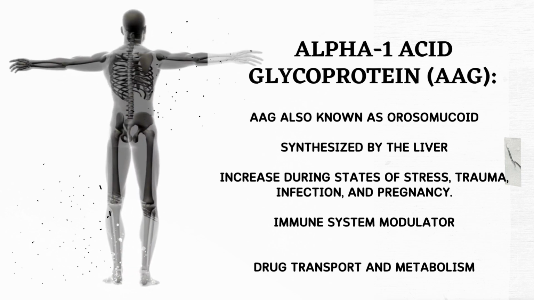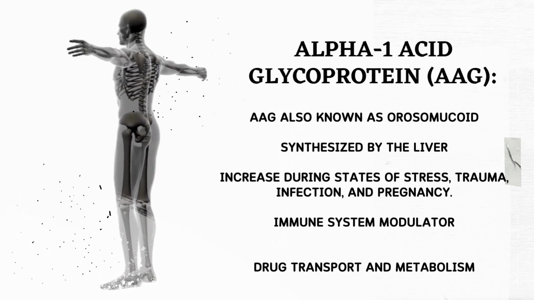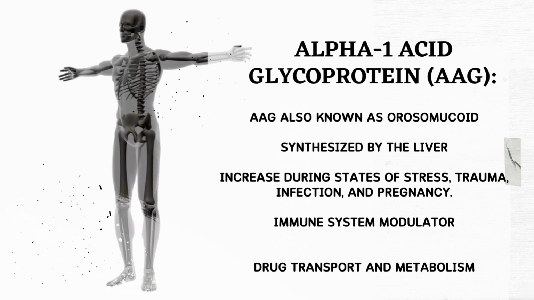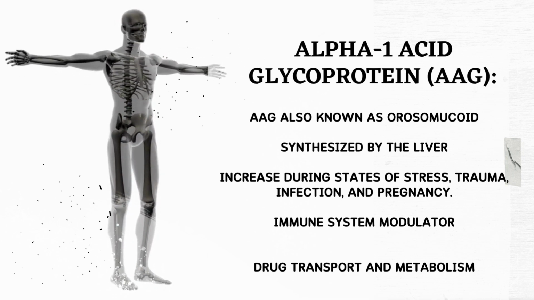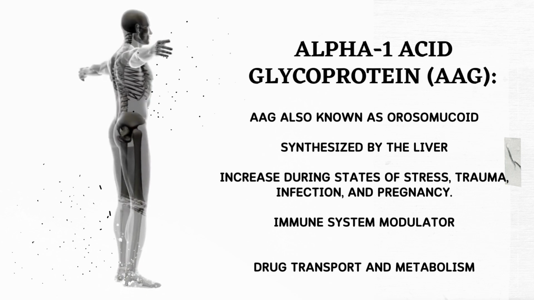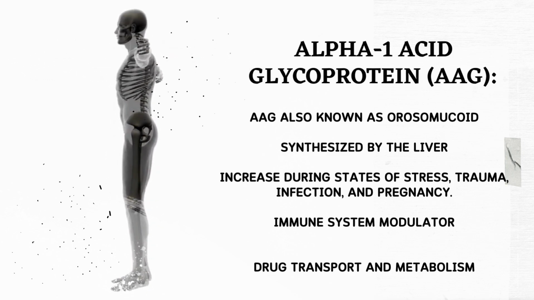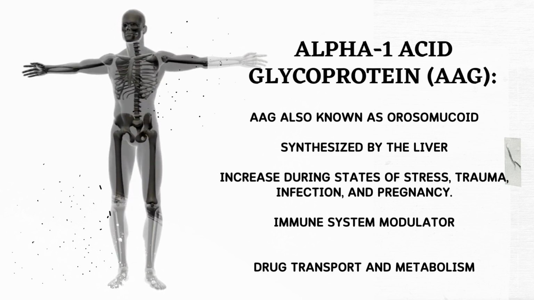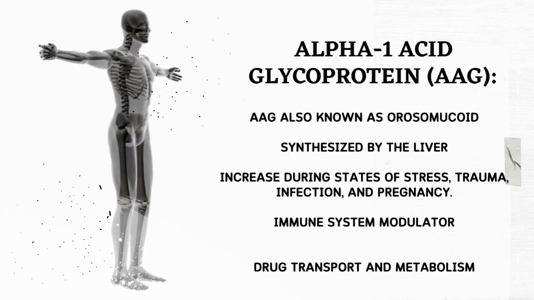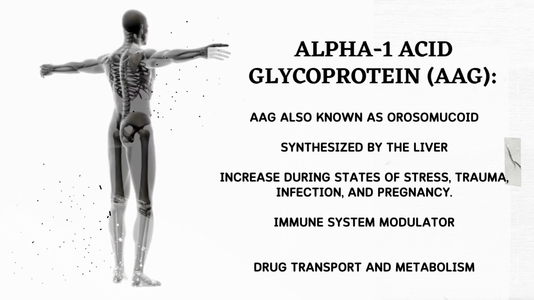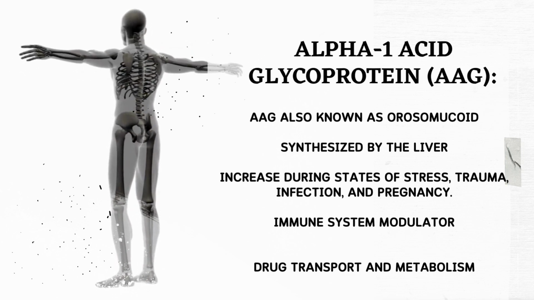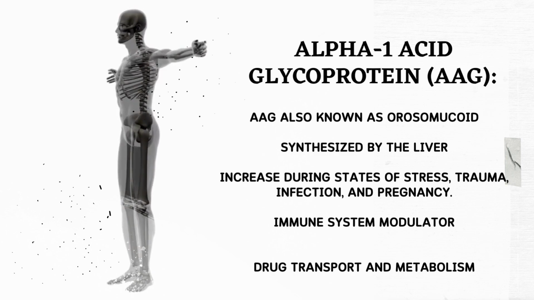A potential player in the acute phase response: AAG concentrations demonstrably increase during states of stress, trauma, infection, and pregnancy. This elevation suggests a role in the body's well-orchestrated response to tissue injury or inflammation, known as the acute phase response. AAG's ability to bind to a wide range of inflammatory mediators might be key to this function.